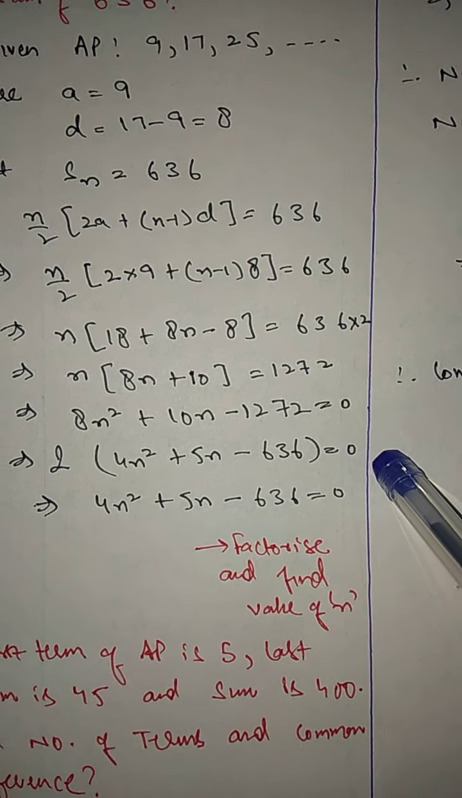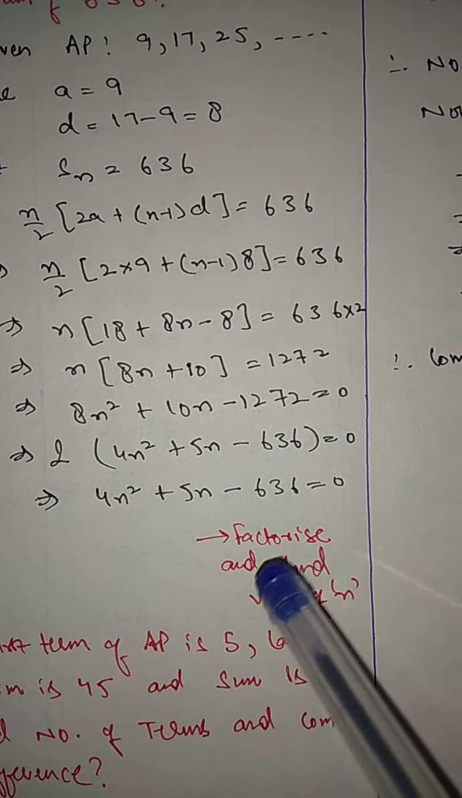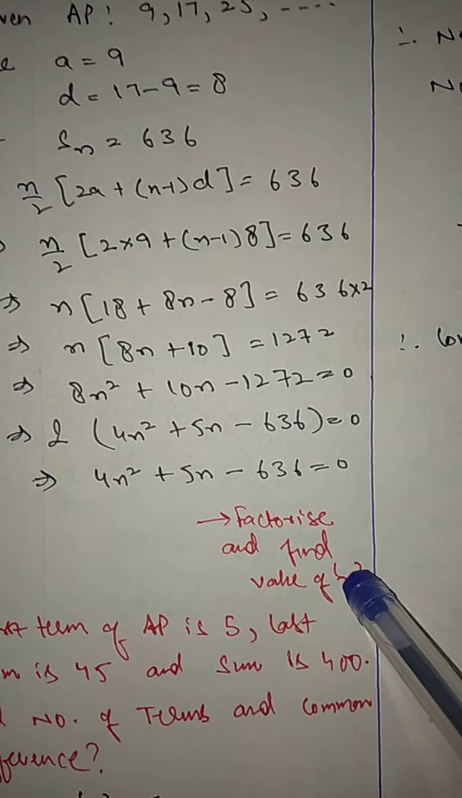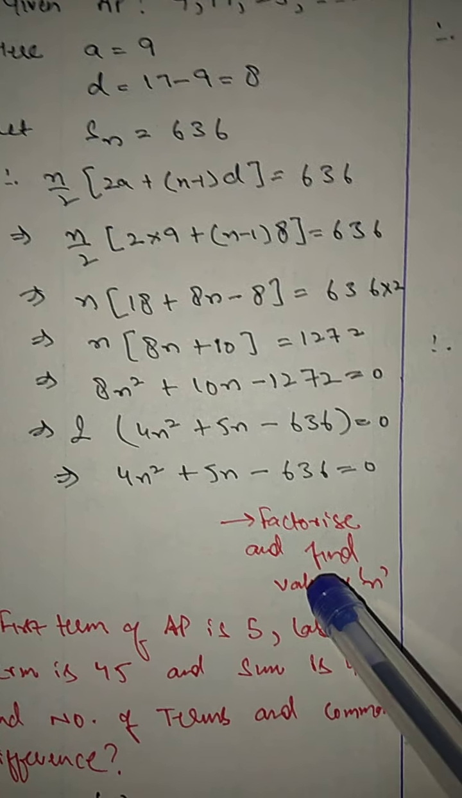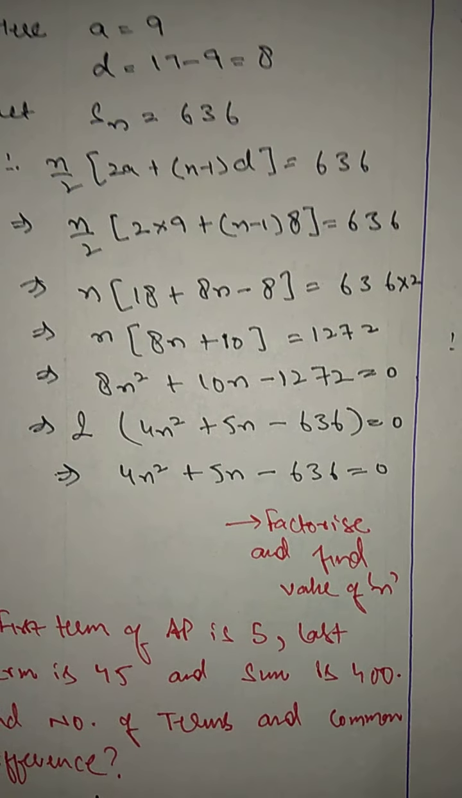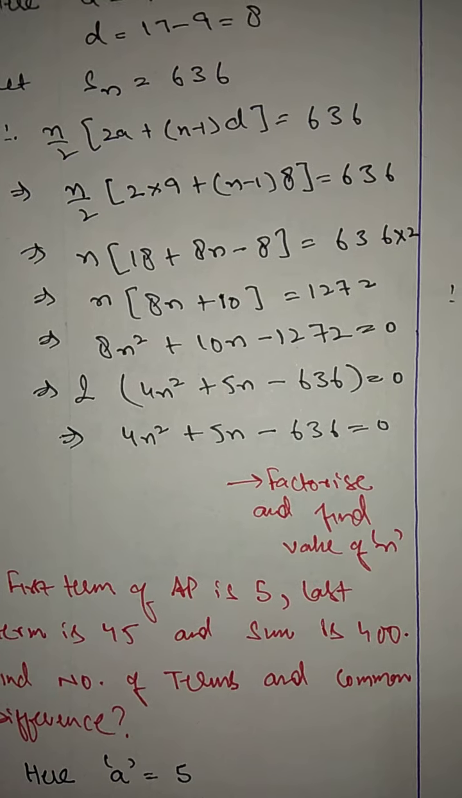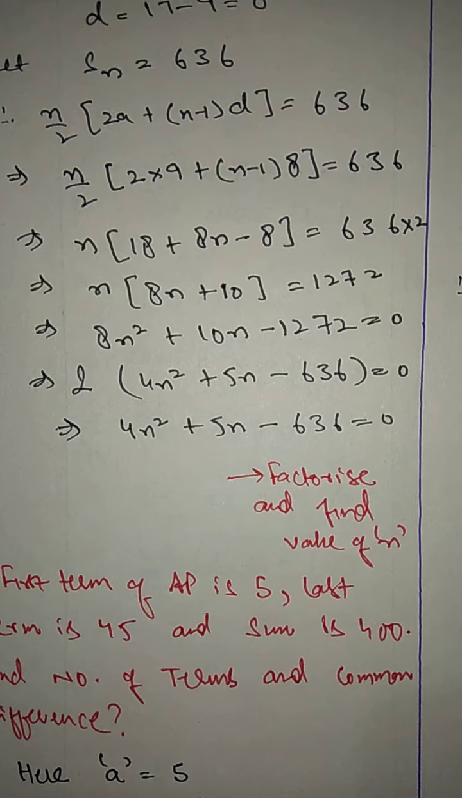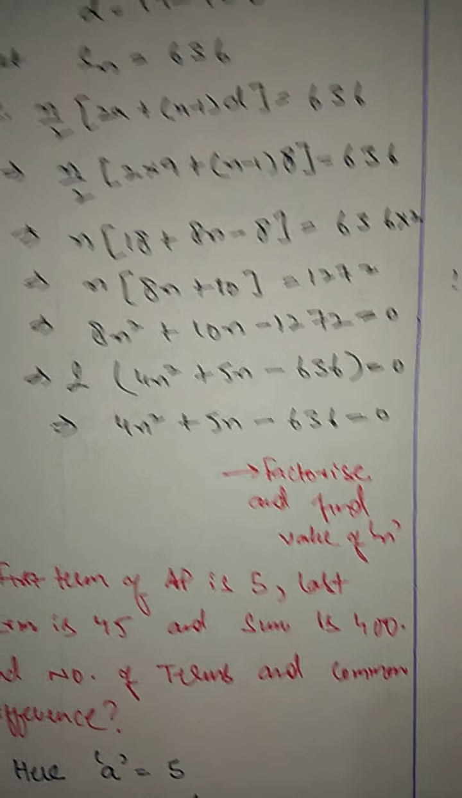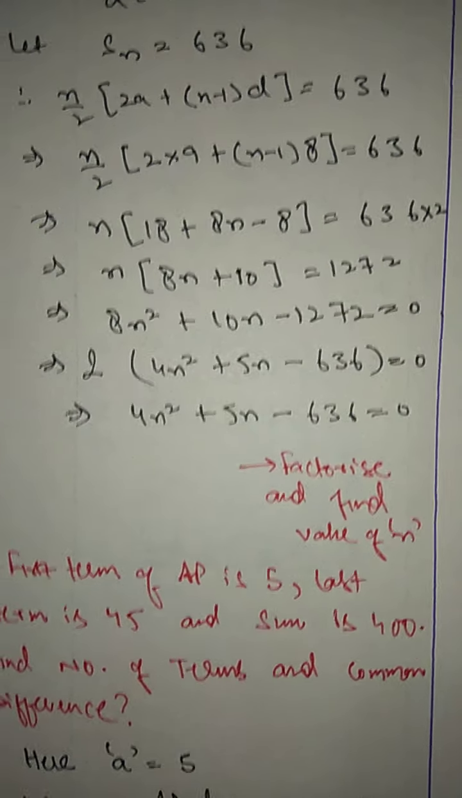= 0. Now you have to factorize it by yourself and find the value of n, because in the previous questions you also factorized and found the value of n. You know, if it comes out as a negative value, then we reject it because n can never be negative, so we can take only the positive value of n.